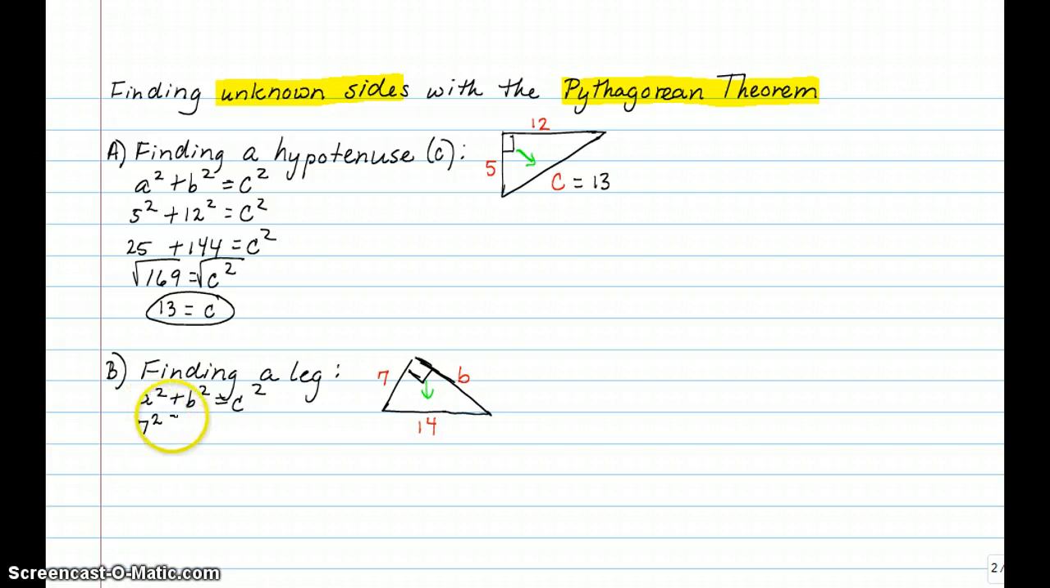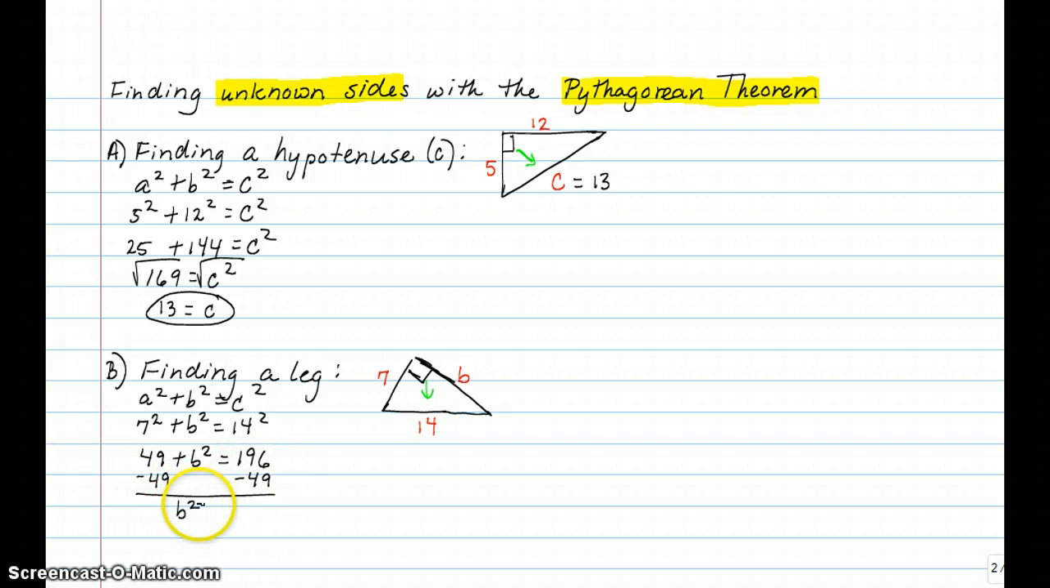7 squared plus b squared equals 14 squared. 7 squared is 49 plus b squared equals 14 squared. 14 times 14 is 196. Now, here's where you have to start doing a little algebra. You got to get the b isolated. So we start by subtracting 49.